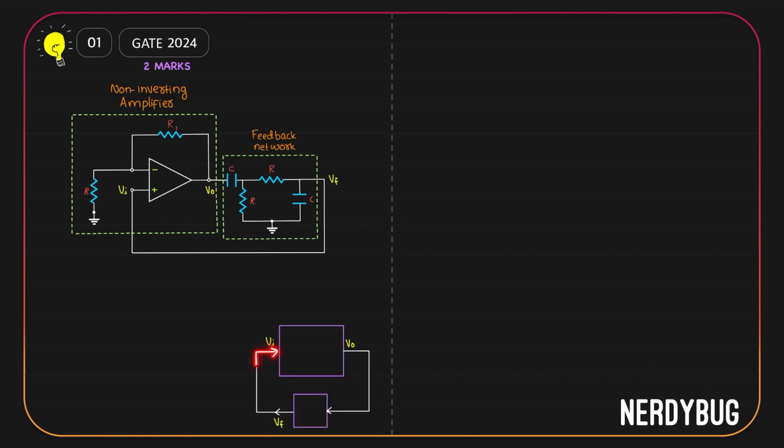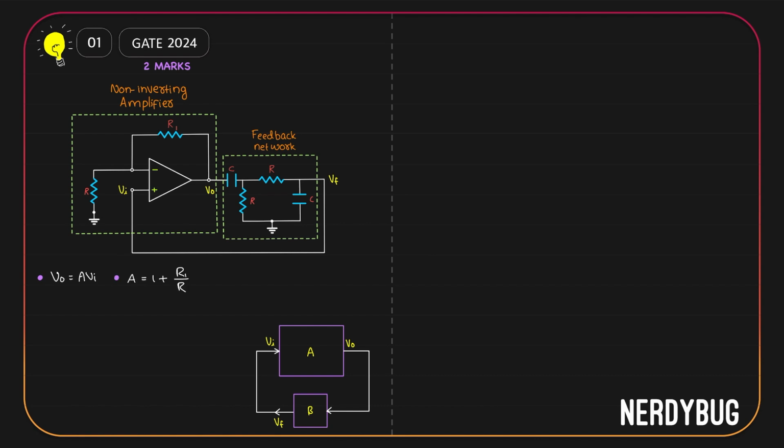It is kind of like this. Input is given to the amplifier, output goes to a feedback network. Output of the feedback network is fed back into the original input. Let us say the gain of the amplifier is A and the gain of the feedback network is beta. Now, V output will be equal to V input multiplied by A. But the amplifier we have is a non-inverting amplifier. Its gain is 1 plus R1 divided by R.